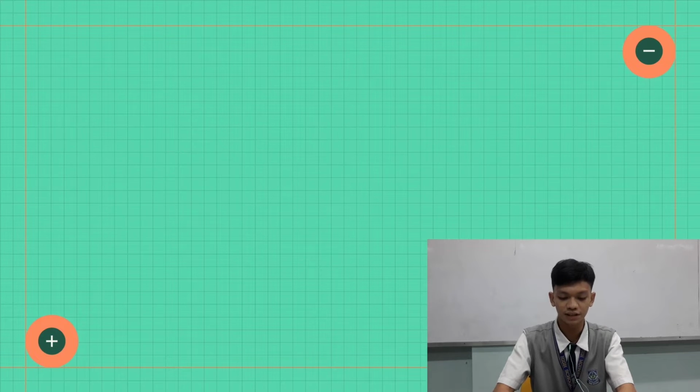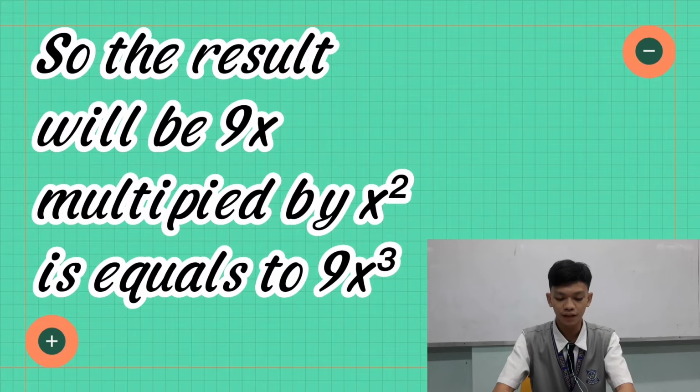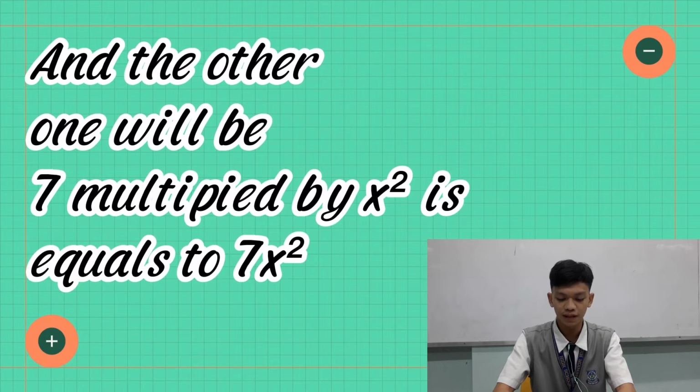Before we proceed in solving our given problem, always take note that if we're multiplying functions, we should only add the given exponents, because only the numerical coefficients can be multiplied. So, the result will be 9x multiplied by x squared is equal to 9x cubed. And the other one will be 7 multiplied by x squared is equal to 7x squared.